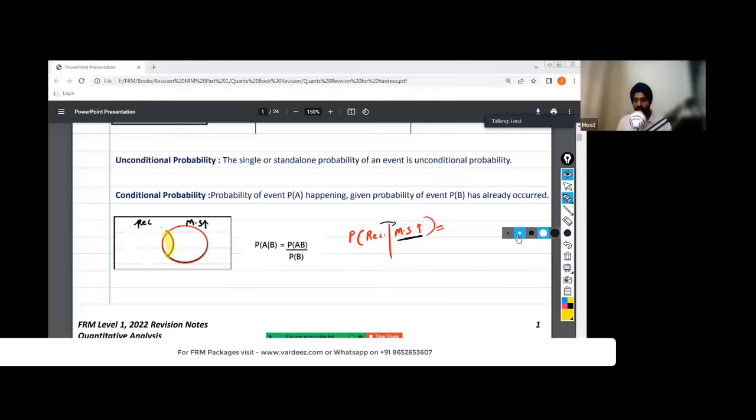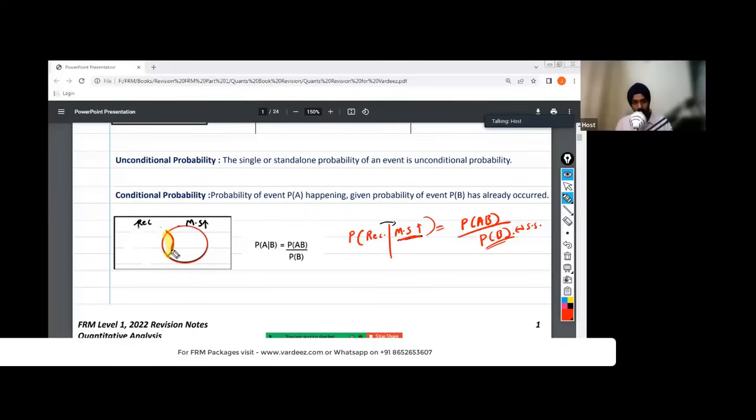So what is the formula? It's the probability of A and B, which is the joint probability, divided by the probability of B. Whatever we have in the denominator is my sample space. As you can see, we are already given that the money supply has gone up. That information is there, so that becomes a new sample space. And within this sample space, what do we have?